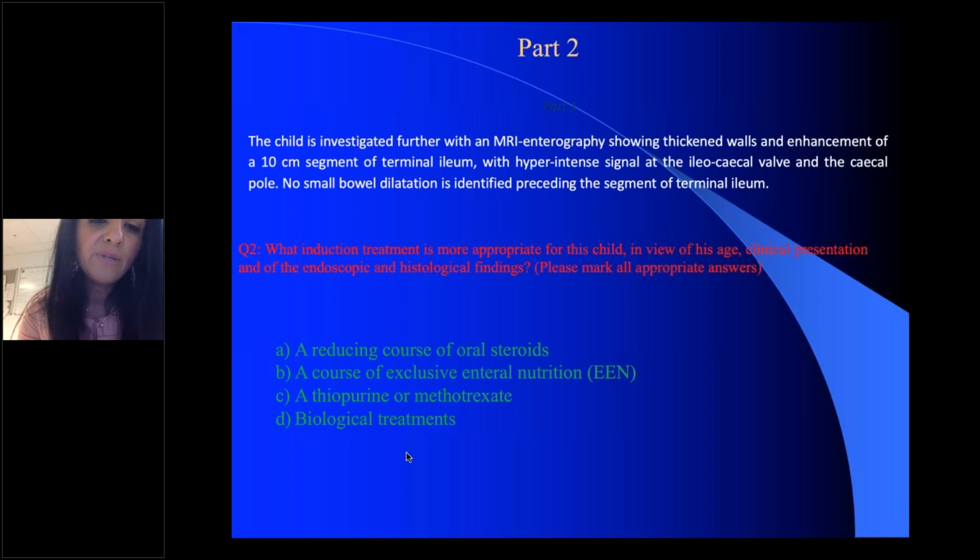Would you give a reducing course of oral steroids? Would you give a course of exclusive enteral nutrition? Would you use an immune suppressant? Or would you go top down and start a biological therapy?